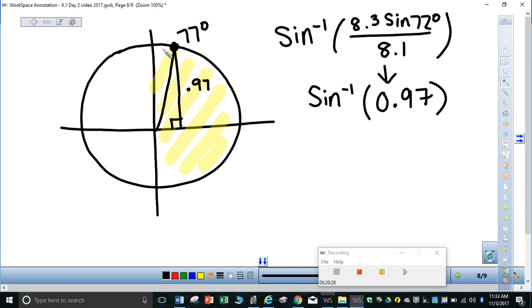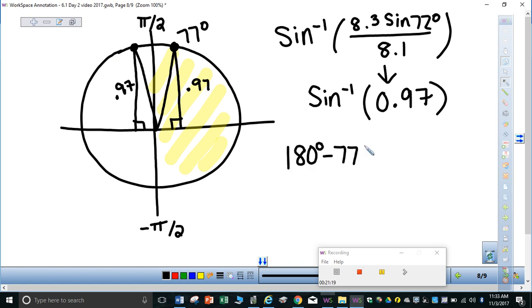Remember the restricted domain for inverse sine? It was negative pi over 2 to pi over 2. So when the calculator is giving you an answer for inverse sine, it only has the ability to give you an angle that's within that restricted domain. But it turns out there's another angle in the second quadrant that also has a sine value of 0.97. If you think about reflecting that triangle over the y-axis, there's another angle over here that is going to be the same. So to get this angle, we're going to subtract the 77 degrees from 180, and we end up getting 103.